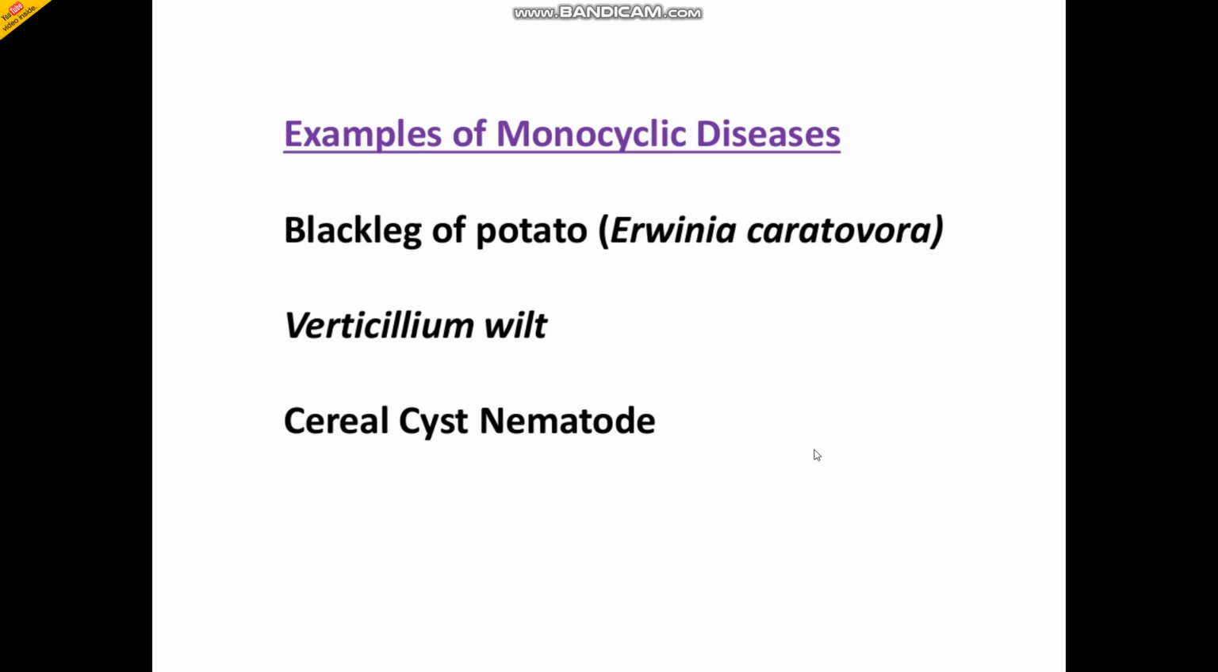Today's topic is monocyclic disease and polycyclic disease. The first examples of monocyclic disease are black leg of potato, caused by Erwinia carotovora, then Verticillium wilt, and cereal cyst nematode.